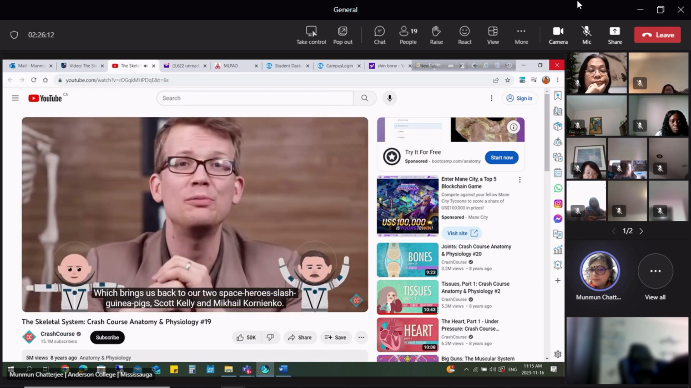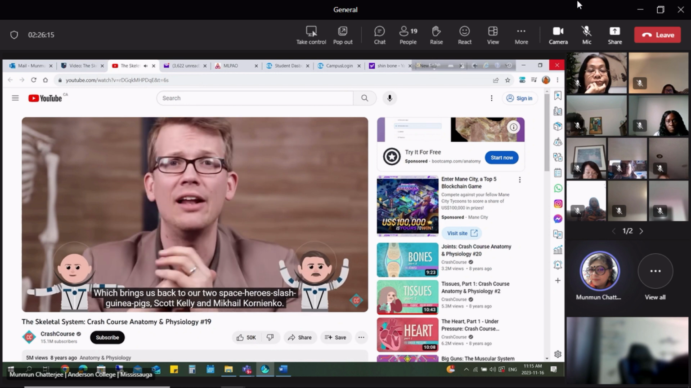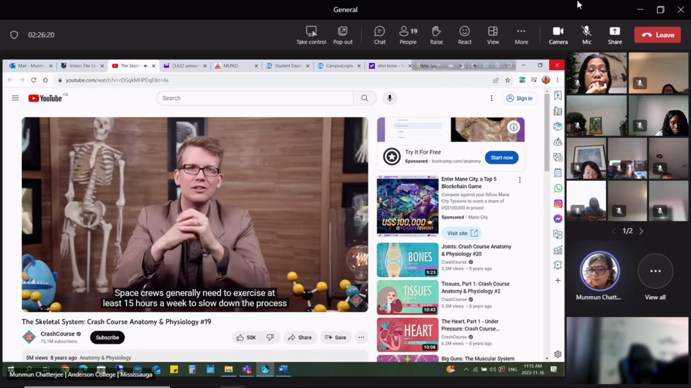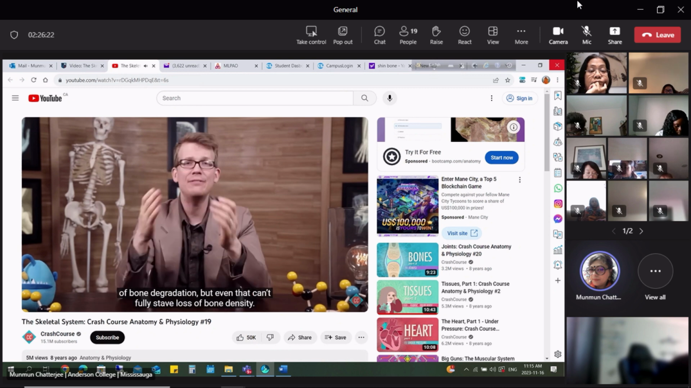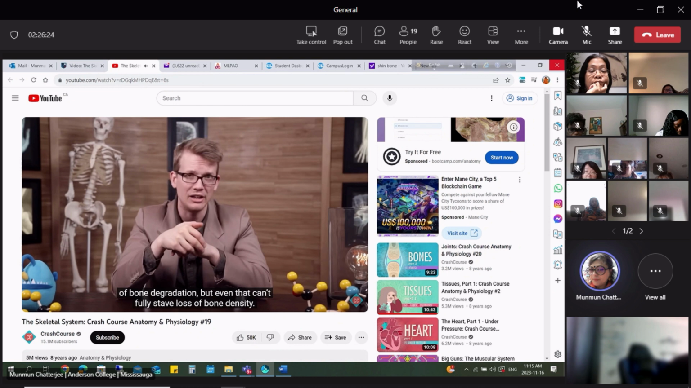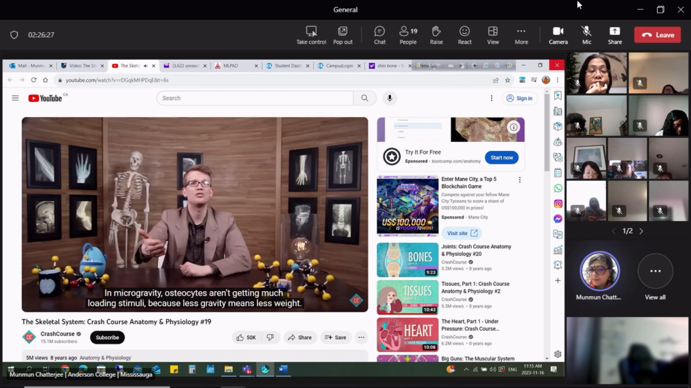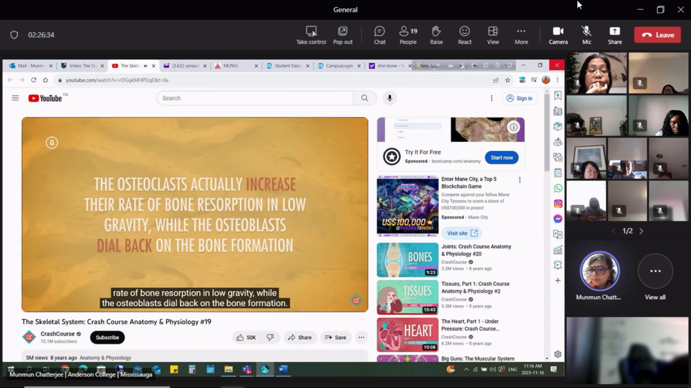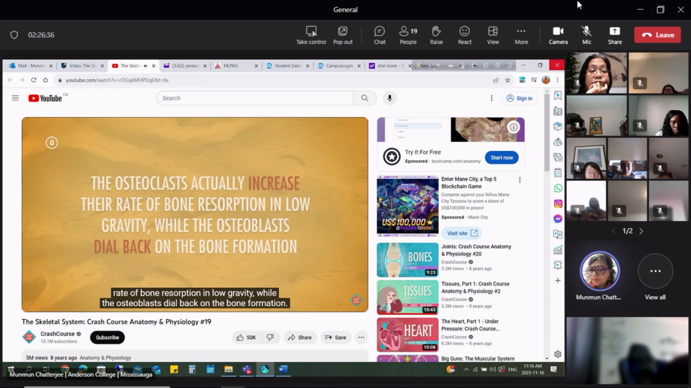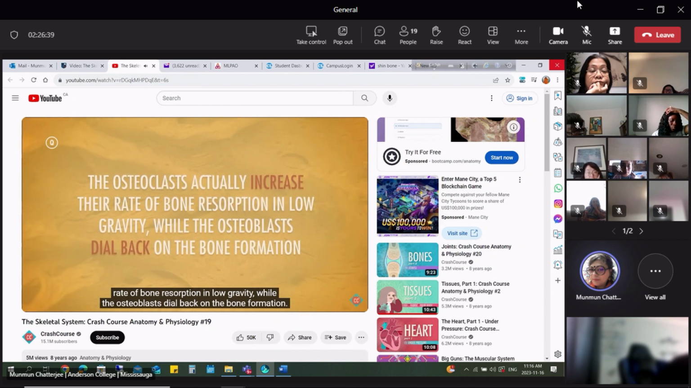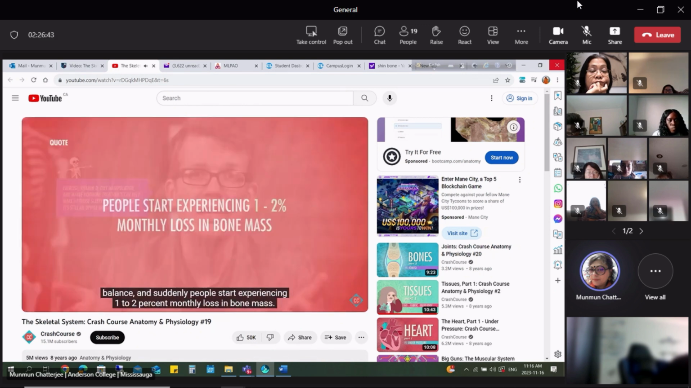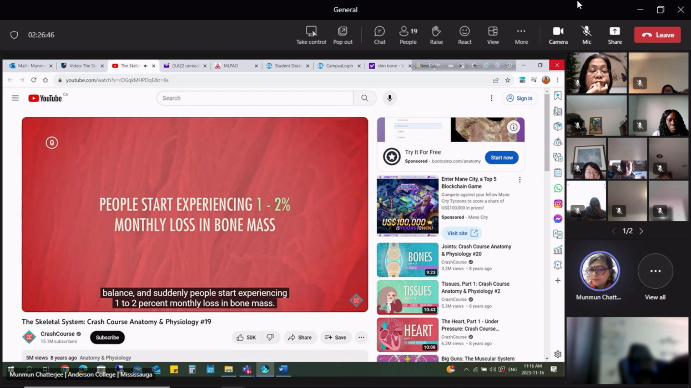Which brings us back to our two space heroes / guinea pigs, Scott Kelly and Mikhail Kornienko. Space crews generally need to exercise at least 15 hours a week to slow down the process of bone degradation, but even that can't fully stave off loss of bone density. In microgravity, osteocytes aren't getting much loading stimuli because less gravity means less weight. But for reasons that we don't understand yet, the osteoclasts actually increase their rate of bone resorption in low gravity, while the osteoblasts dial back on the bone formation. Because there's more bone breaking than bone making going on, everything is out of balance, and suddenly people start experiencing 1 to 2% monthly loss in bone mass.